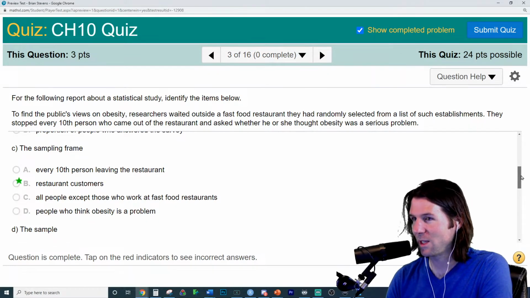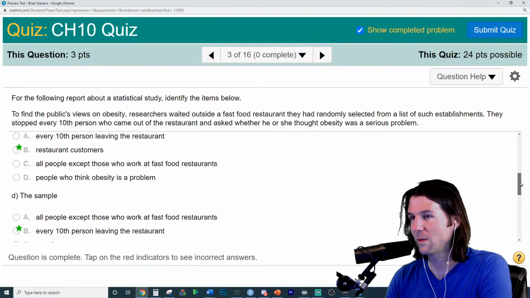So the sample is going to be every 10th person they spoke to. So probably that's what it's going to say. It's going to say, yeah, every 10th person.